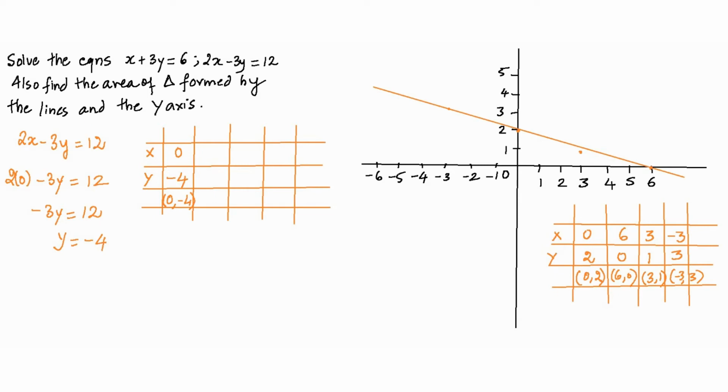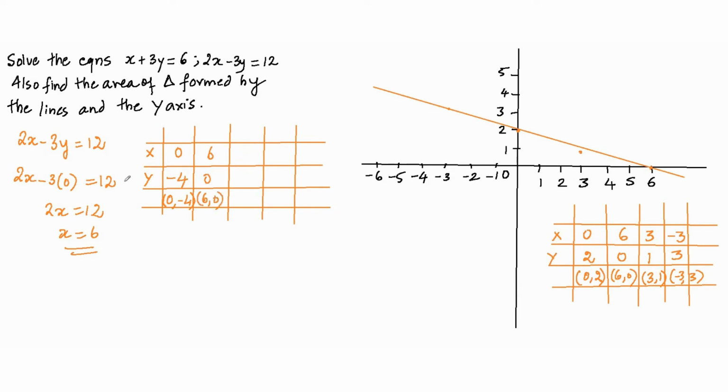Let us now take y equal to 0 and see if it helps. Sometimes you will not get a very nice answer for the variable. So in that case, you just drop that idea, right? So let's take y equal to 0 now. So 2x minus 3 into 0 is 12, which means 2x is equal to 12 or x is equal to 6. So if y is 0, x is 6. So the point is 6, 0.